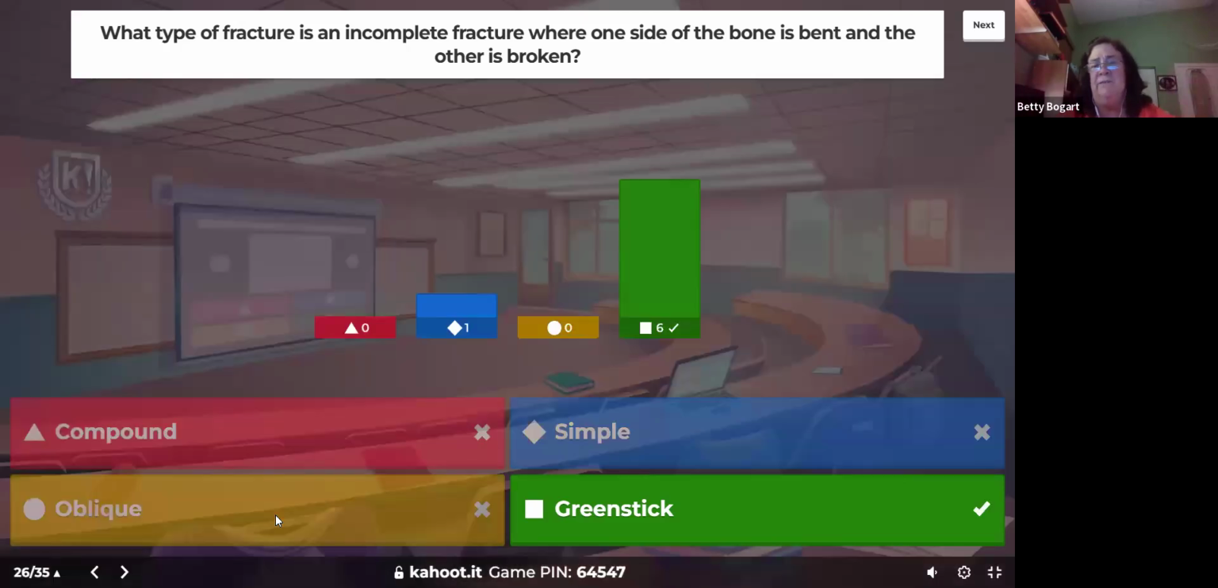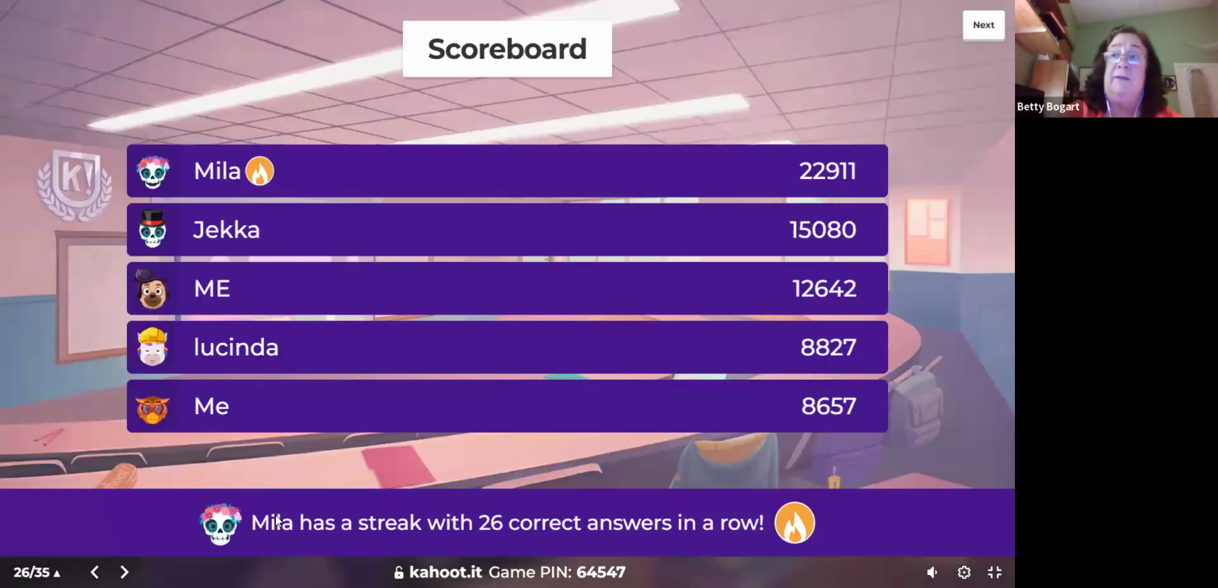So again, this is just a definition you should remember. It's called a greenstick one. Very good. You did good with that. A simple fracture is just a crack, very simply. Doesn't even displace.